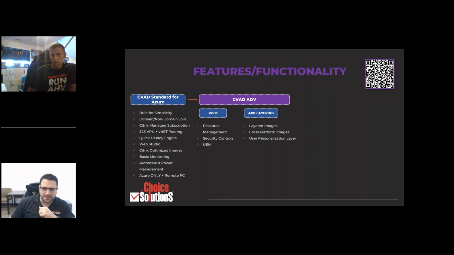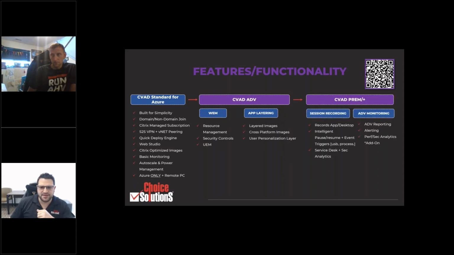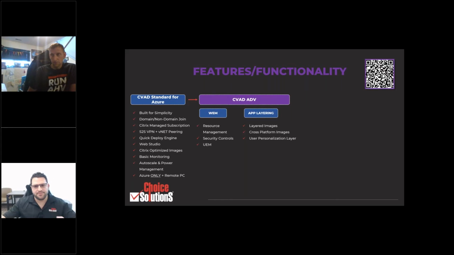CVAD Advanced, what you're looking at there is basically, on top of that, what you saw before from an architecture standpoint is exactly the same thing for CVAD Advanced and Premium. Same thing from a platform as a service, same thing as a Cloud Connectors and resource locations. What changes is your features and functionalities. And so what we have here is WEM, Workspace Environment Management. Been around for a long time. They've greatly enhanced that since a couple years ago.